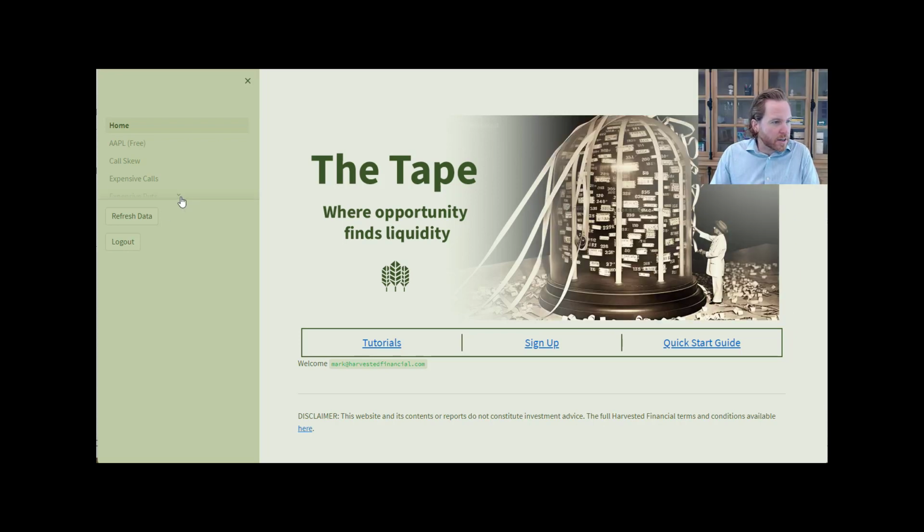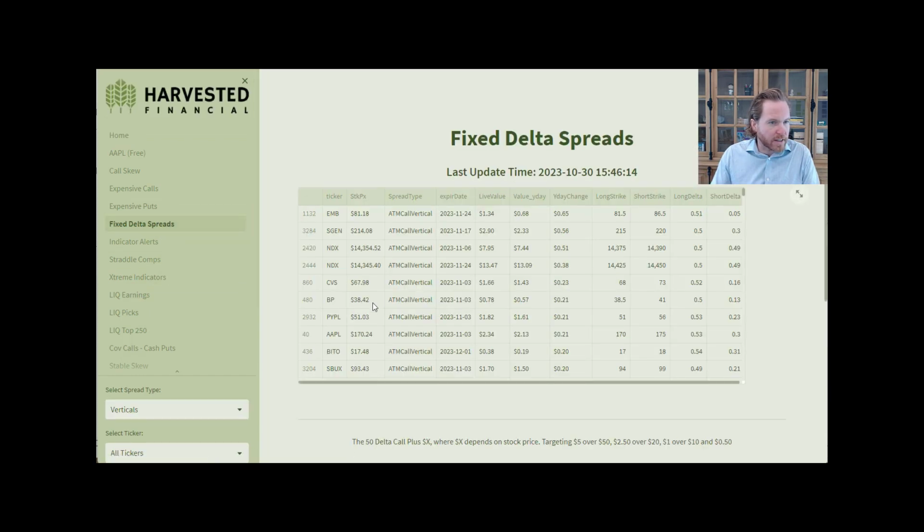All right, so let's dig into the report. We can navigate on the left-hand side here and head over to fixed delta spreads. The first thing we want to look at is when this was last updated. The way this report is structured is that it goes out every 15 minutes and scans the options markets and runs a bunch of spread calculations. So it takes the live prices that are updated every 15 minutes and then runs the comparison calculations on it.